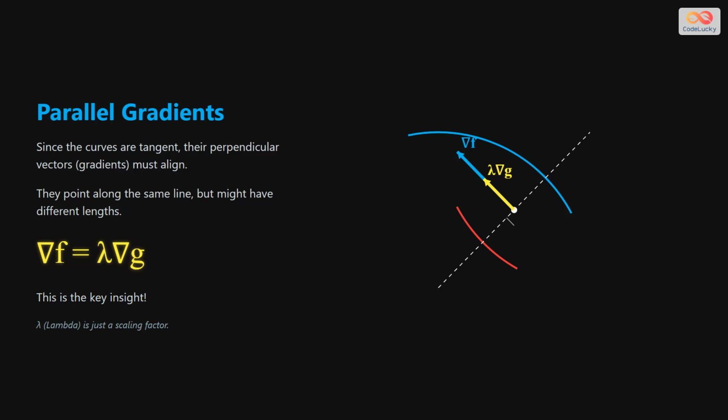Geometrically, if two curves are tangent, their perpendicular vectors must be aligned. This means the gradient of our function f and the gradient of our constraint g point along the same line. They might point in opposite directions or have different lengths, but they are parallel. This is why we can say gradient f is a multiple of gradient g.